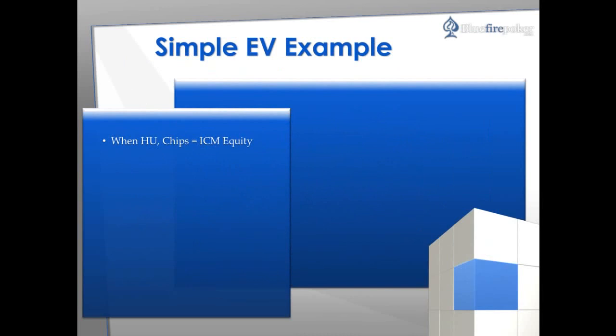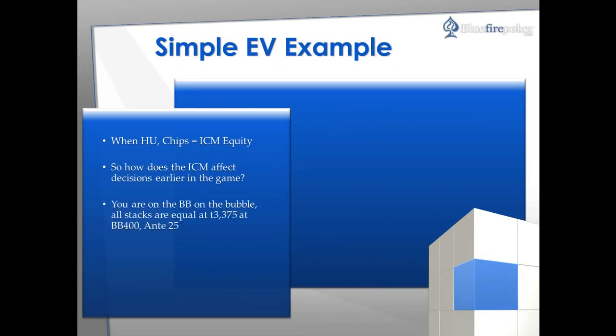We know that when we're heads up, our chips are equal to our ICM equity value. But how does the ICM affect decisions earlier on in the game? So let's look at an example where we're on the big blind on the bubble and all stacks are equal at 3375. And we're at the BB 400 ante 25 level, so the stacks are all less than 10 blinds.